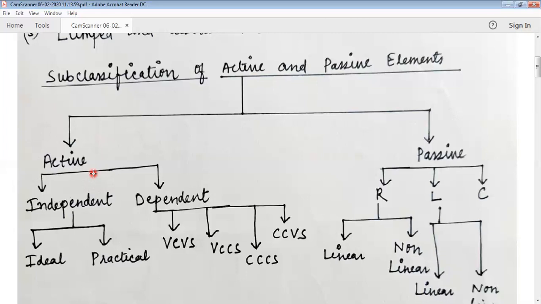Next are passive elements. When the element is not capable of delivering energy independently, or when the element does not have the property of internal amplification, then that element is called a passive element. Examples: resistor, inductor, capacitor, bulb, transformer, because a transformer can step up and step down the voltage but not the power.